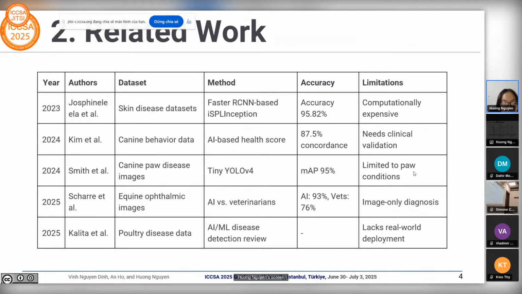And some are too computationally expensive. Some only work on specific body parts, like pores, or others still need clinical validation. And this shows that while deep learning is promising, it's still not fully ready for real-world veterinary use, and that's why our study built on this by using YOLO version 11 combined with multiple augmentation techniques, aiming for better generalization, higher accuracy, and more practical deployment in real clinical settings.